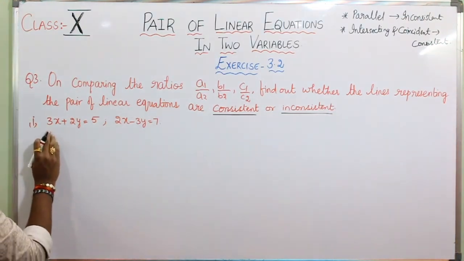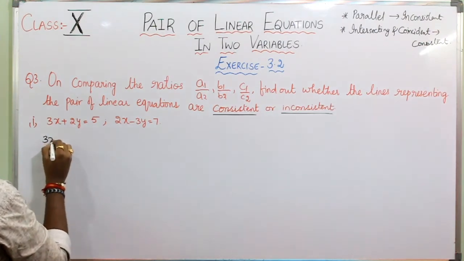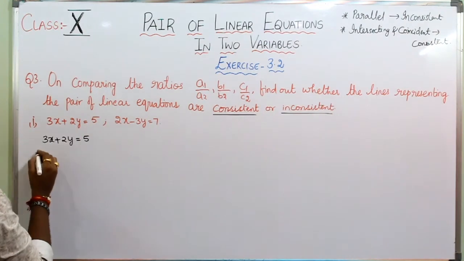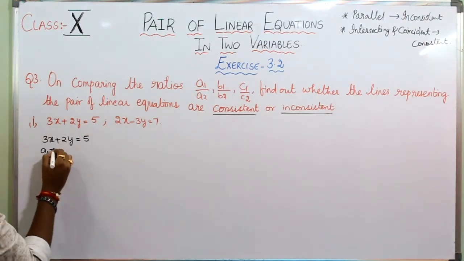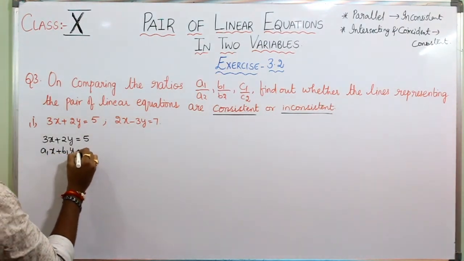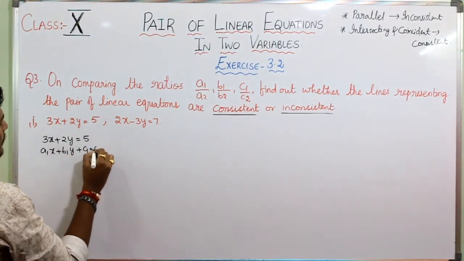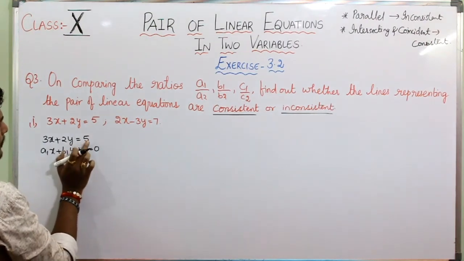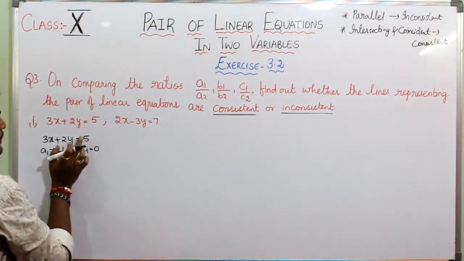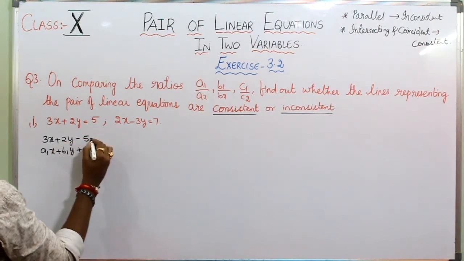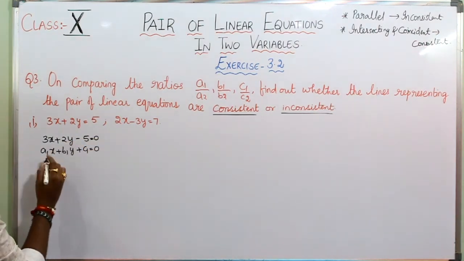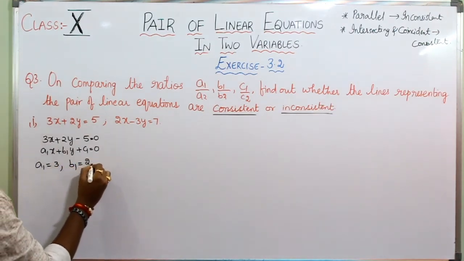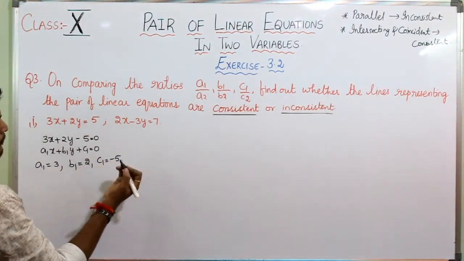Okay, for that the first given equation is 3x plus 2y is equals to 5. So this should be compared with a1x plus b1y plus c1 is equals to 0. Right? When I compare with this, I am getting this 5 to this side, then it will become minus 5 is equals to 0. So then if I compare, I will be getting a1 as 3, b1 as 2 and c1 as minus 5.